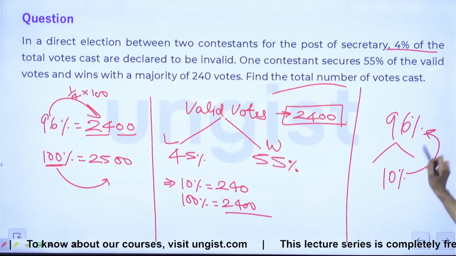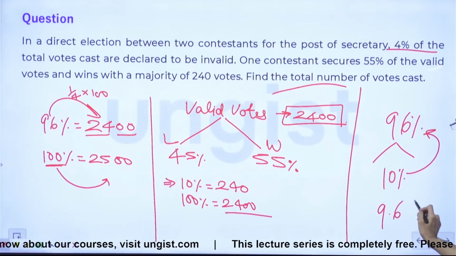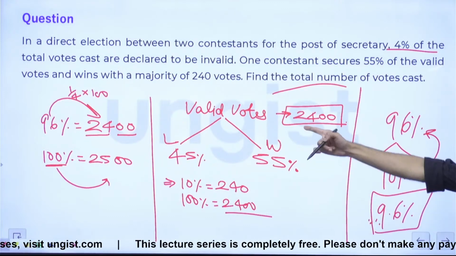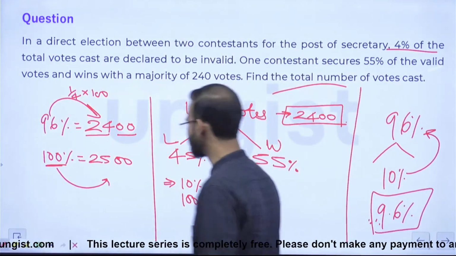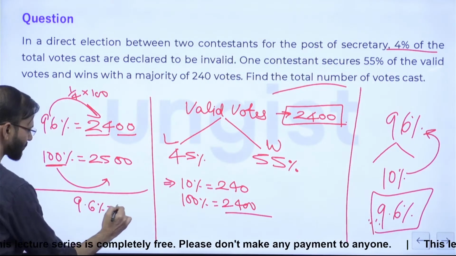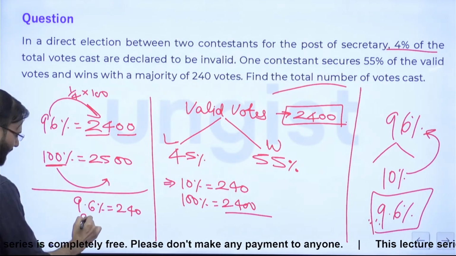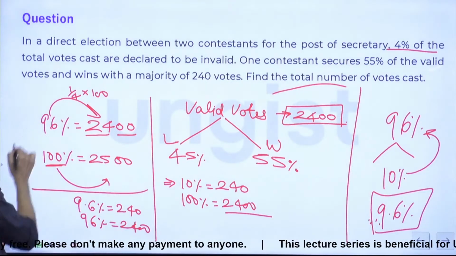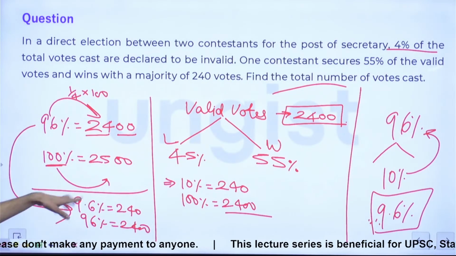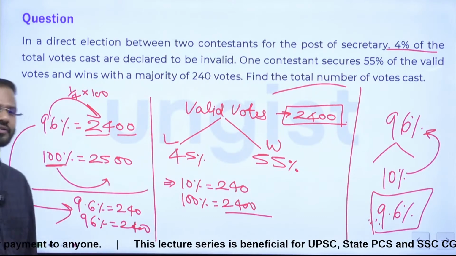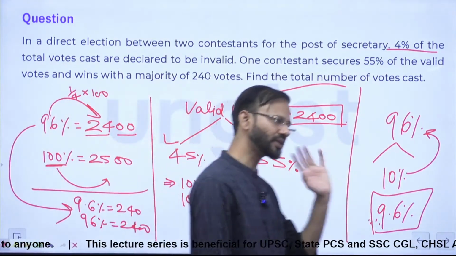10% of this. 10% of this is 96%. I mean 9.6%. Guys, just look at this data and that data. 9.6% is equal to 240. Then 96% is equal to 2400. Right, guys? Just look at these two data. Everything is similar here. Just think on it logically.